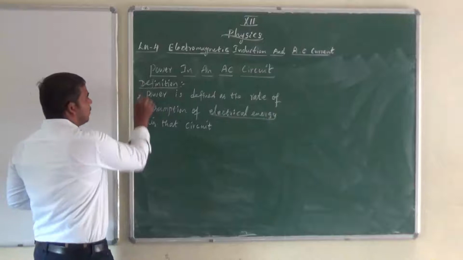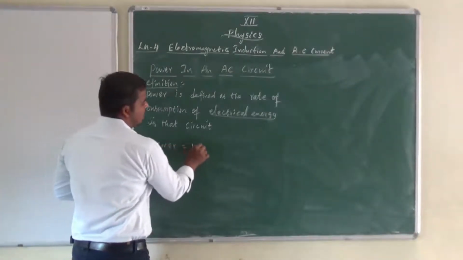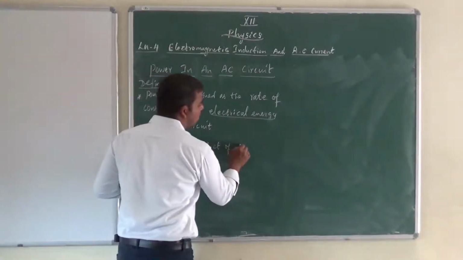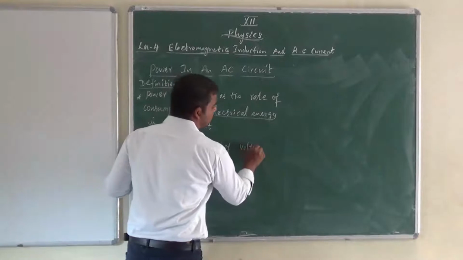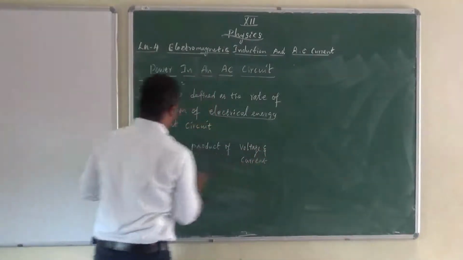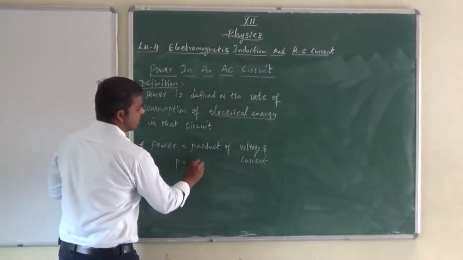In ordinary circuits, power is nothing but the product of voltage and current. See, so power is represented as V into I.